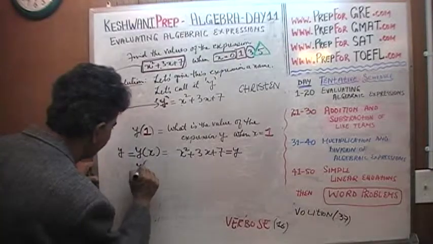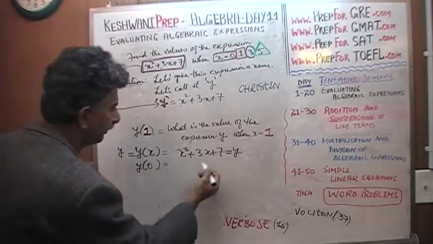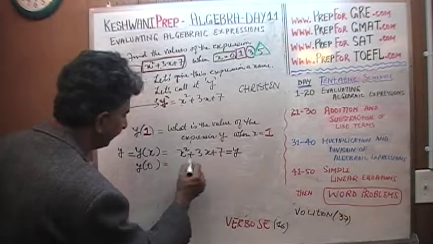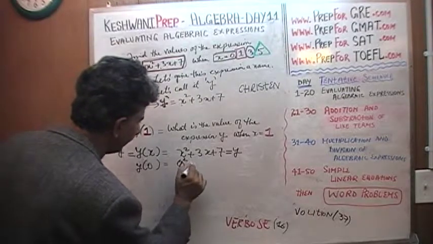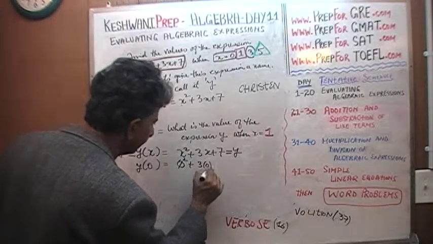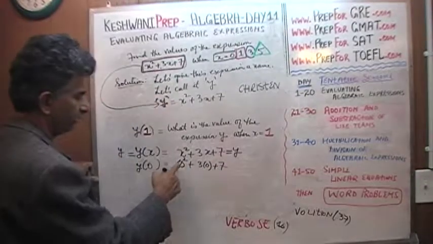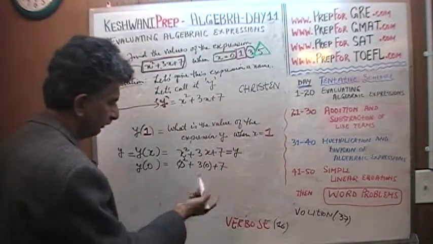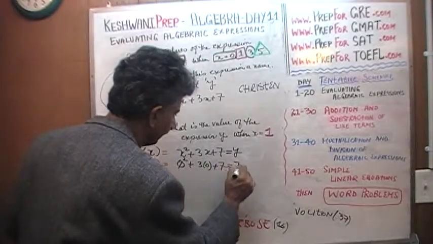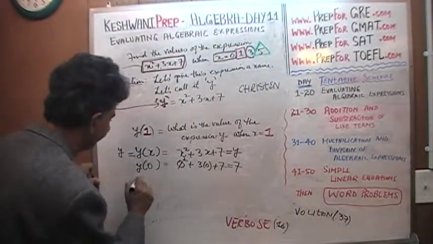So y of 0 would be, anywhere we see x, we replace with 0. So 0 squared plus 3 times 0 plus 7. 0 squared is just 0. 3 times 0 is 0. So it is 7. Y of 0 is 7.